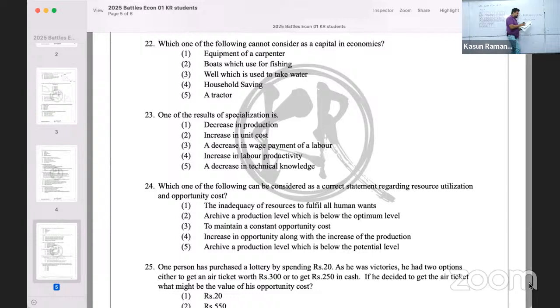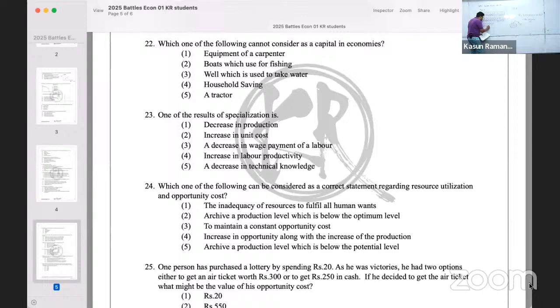Question number 23. Result of specialization. When the people are specialized, definitely division of labor and specialization will increase productivity. Last week we discussed this in the Monday class, the project with the Charlie Chaplin video, where productivity increased. Right, productivity was increased. Fourth one is the answer.